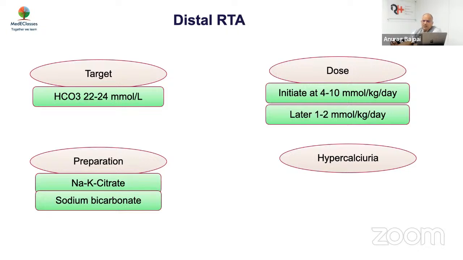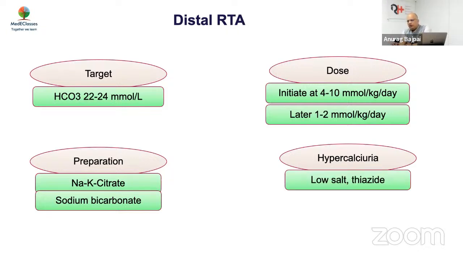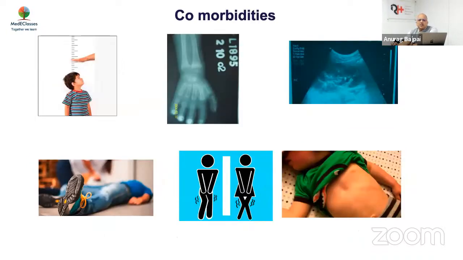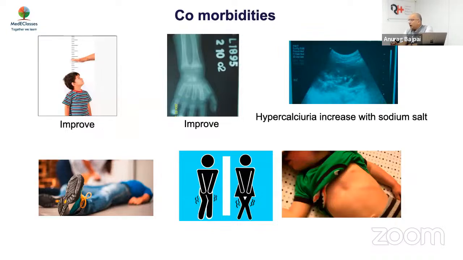If there is persistent hypercalciuria, we need to avoid salt intake. Often these patients will have a lot of salt, so you have to avoid that, and thiazide diuretics can be added. And you can then prefer a potassium salt also. Monitor urinary calcium, do an abdominal ultrasound and renal functions. You expect improvement in height, in bone. Hypercalciuria will increase if you give sodium salt. So you have to be careful, and you can think of potassium, as I said, in that scenario.